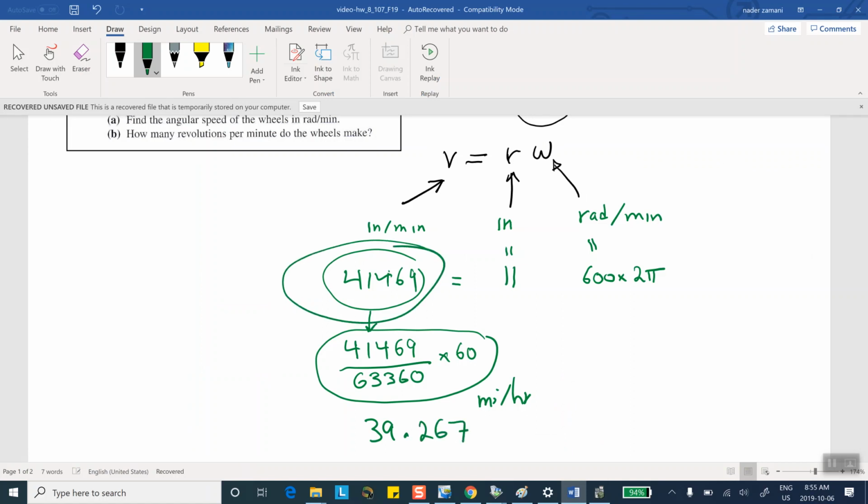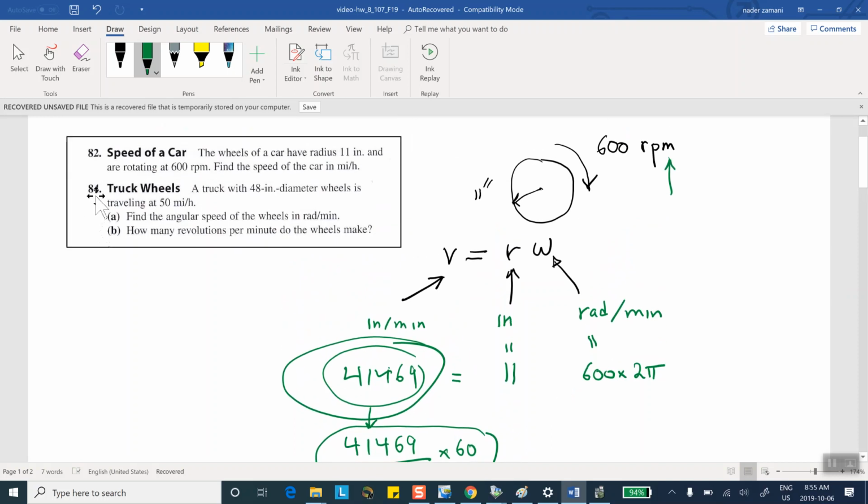This is correct, but it's going to be inch per minute. And so is this. This is correct, and it's going to be the answer in the unit that was given to you, or was asked for, miles per hour. All right. So let's go do the problem number 84.